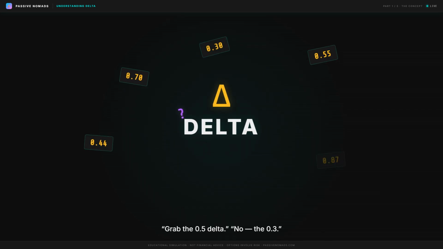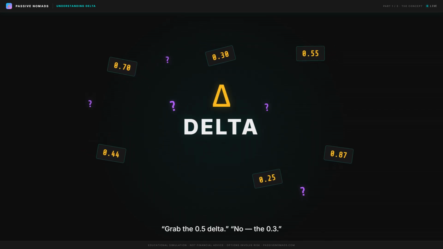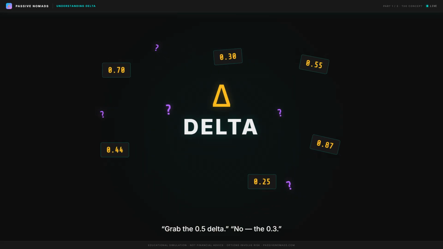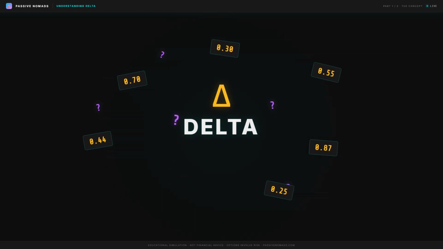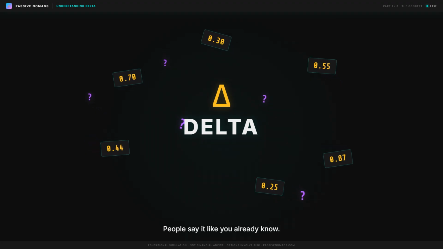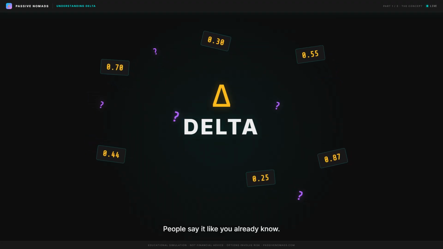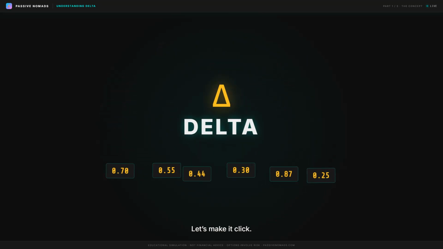Have you heard the word delta being thrown around but can't quite figure out what it's all about? A 0.5 delta contract, a 0.3 delta contract. People say it like you're supposed to just know, and in the next couple of minutes I'm going to make it click. So here's what delta is in plain language.